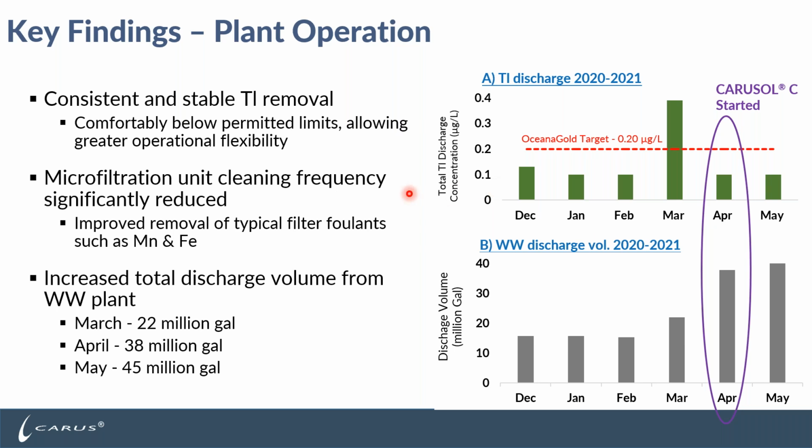Cleaning frequency for the microfiltration unit was reduced by 75% due to that improved removal of foulants like iron and manganese. And a final flow-on from this was that the water treatment plant was able to significantly increase their overall throughput and discharge volume. For example, since implementing permanganate treatment, which started in April 2021, the total discharge volume almost doubled in April and May compared to March and previous months.